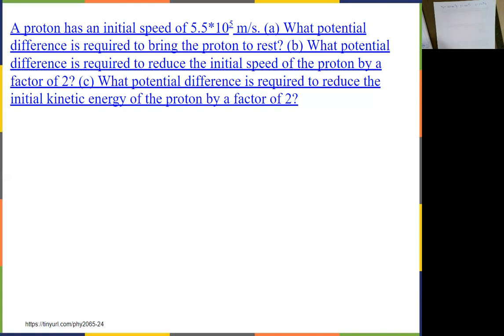It's asking you what potential difference is required to bring the proton to rest. So this is your initial speed, and the final speed should be 0 because now the proton comes to rest. It's asking you what would be the delta V.